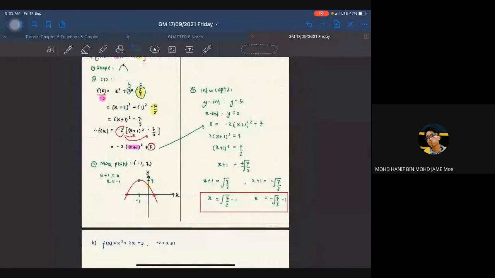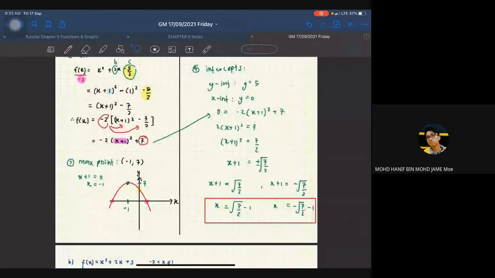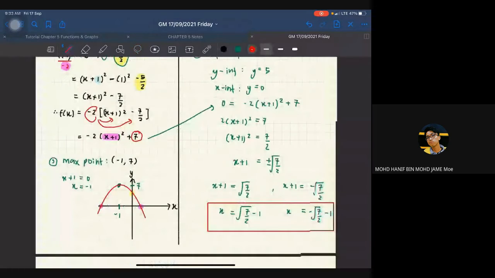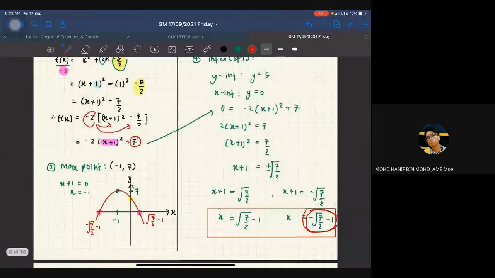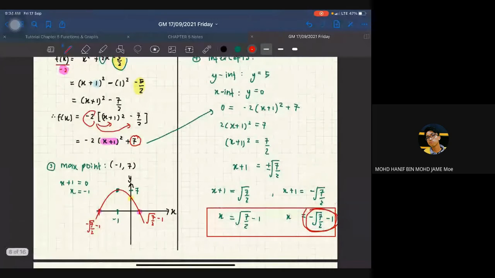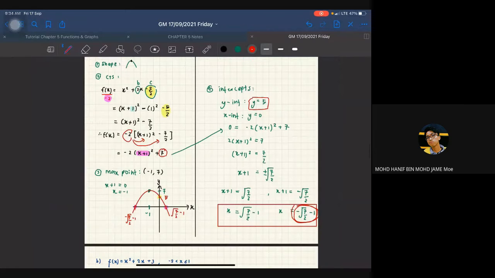Okay, so awak label terus dekat awak punya graph. So your x intercept over here, the smaller value is this one. Ni adalah value yang lagi kecil sebab dia negatif dengan negatif. So you have negative 7 over 2 minus 1. And then you also have the second intercept is 7 over 2 minus 1. Okay, and then awak punya y intercept tadi adalah 5. This one. Ni y intercept awak. Okay, so settle dekat sini.